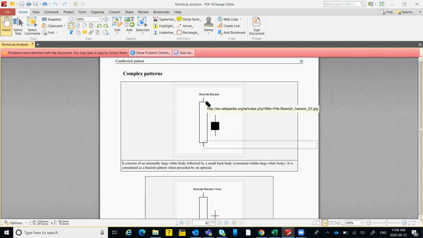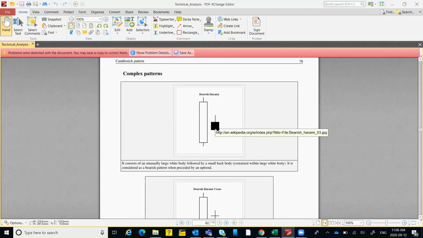So we call it a bearish pattern, and it is a bearish pattern in an uptrend. So there was an uptrend going on, and you saw this big green candle, and after that a small red candle formed. So it can be considered as a bearish pattern in an uptrend. It seems that the uptrend has come to an end. Now you're going to see a reversal here.